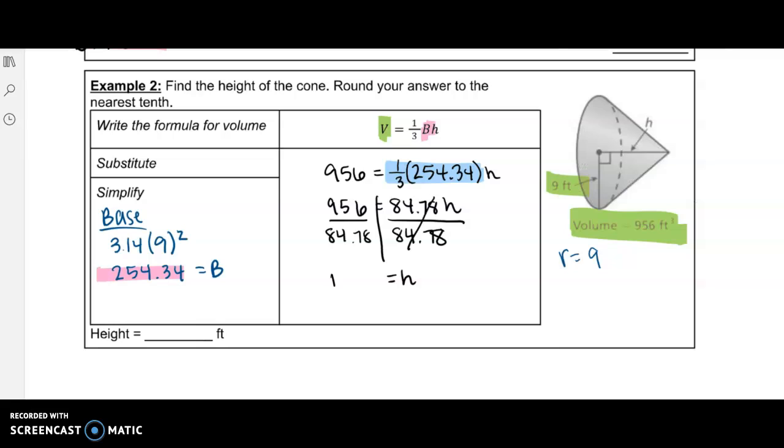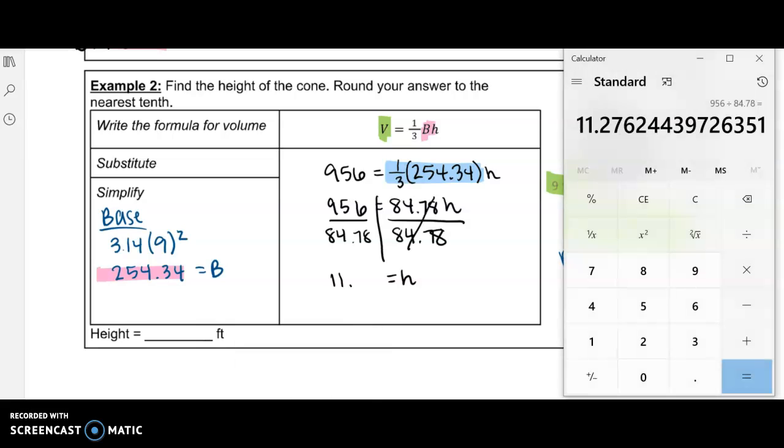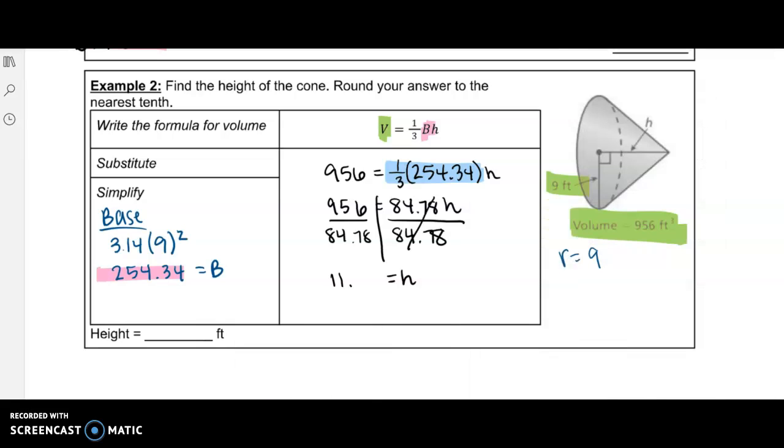And this gives us 11.27. We're going to round that to the nearest tenth. So we get 11.3 equals our height. So our height is 11 3/10 feet.